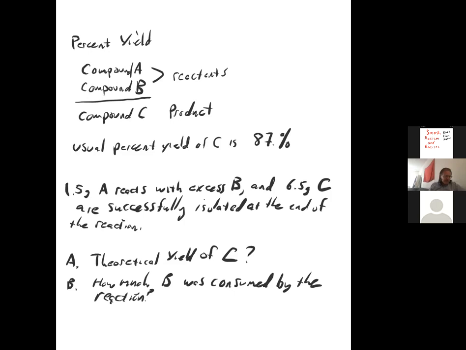What I want to do is I want to give you the formula for percent yield, okay? So percent yield, I'm going to write it this way. Percent yield is the actual yield divided by the theoretical yield times 100%. That's the definition of the percent yield, okay? The percent yield is essentially a measure of how close to the ideal amount of product did you get.